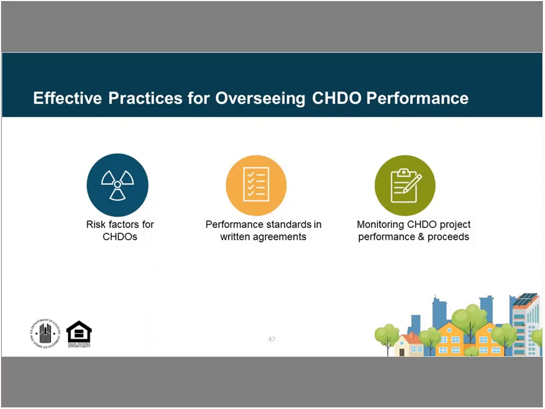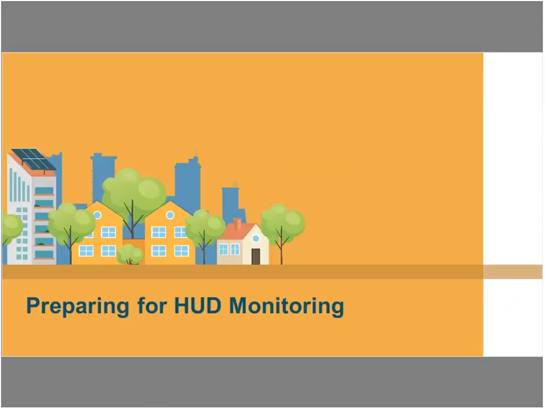Oftentimes we're going to see within that written agreement that there will be specific milestones throughout the implementation process and reporting on that, so that the PJ at any given time kind of knows what the status of that project is. And then again, that monitoring of CHDO proceeds, and that might include a requirement that when they apply for funds, they're reporting to you about the status of any CHDO proceeds that they are maintaining as part of their request for new funding.